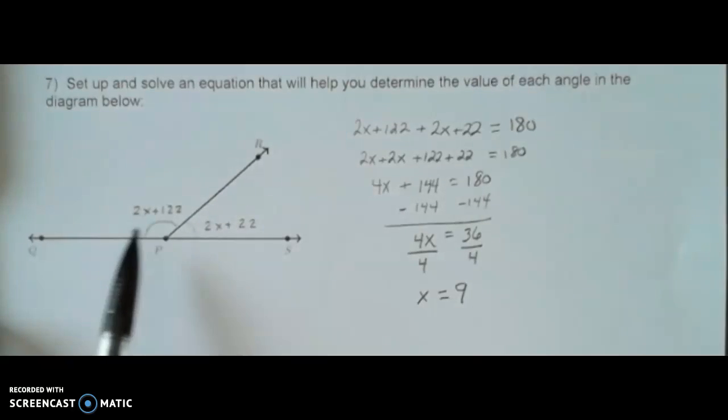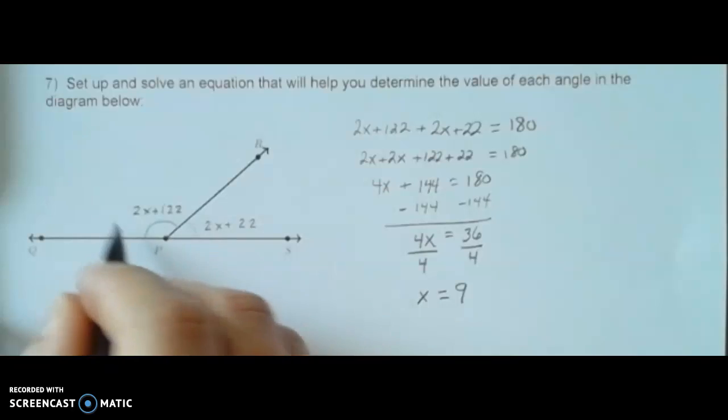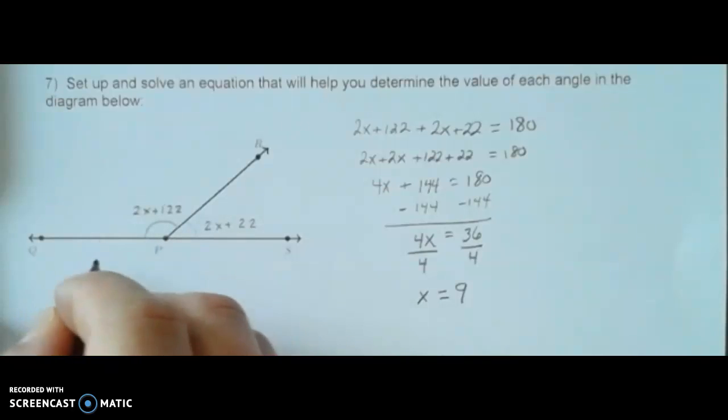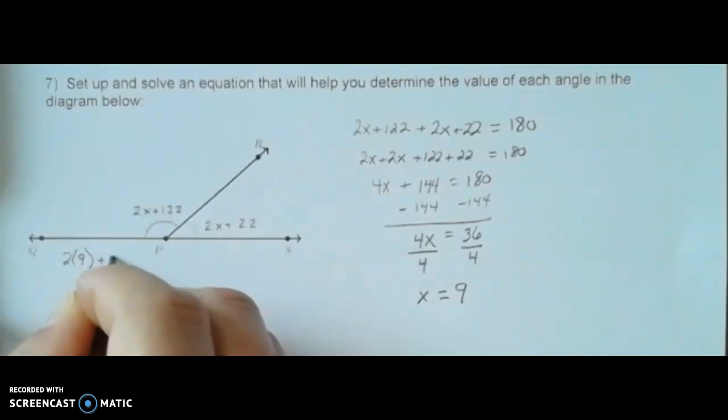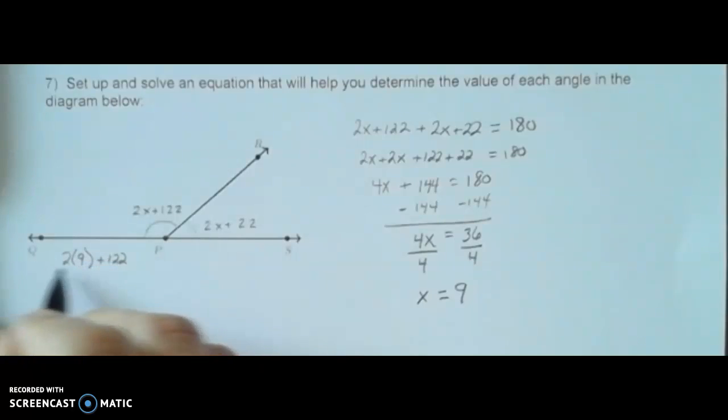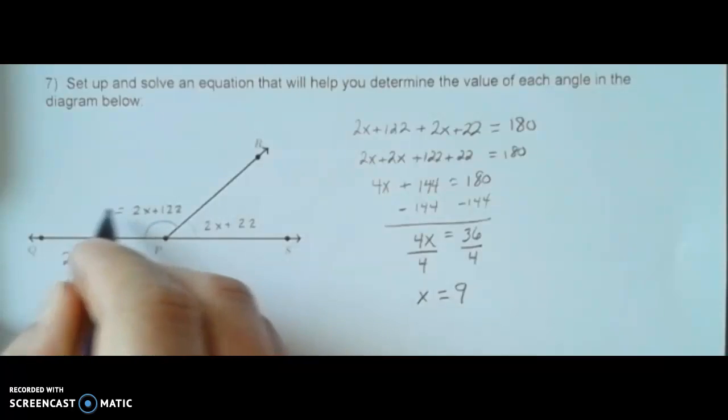Now let's get the value of each angle. We'll start with this angle here, 2x plus 122. X is 9, so that's going to become 2 times 9 plus 122. 9 times 2 is 18. Plus 122 means that this is a 140 degree angle.